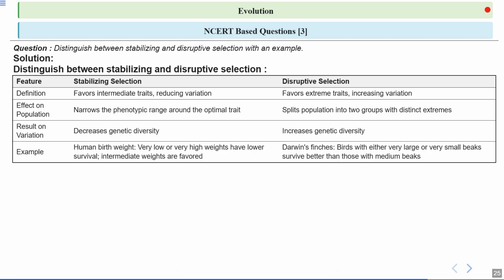Okay, now let's talk about the examples. For stabilizing selection, it is human birth weight: very low or very high weights have lower survival, and intermediate weights are favored. Then, if we talk about disruptive selection, an example is Darwin's finches. Birds with either very large or very small beaks survive better than those with medium beaks. Clear?